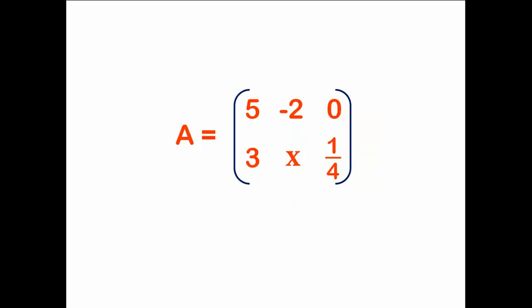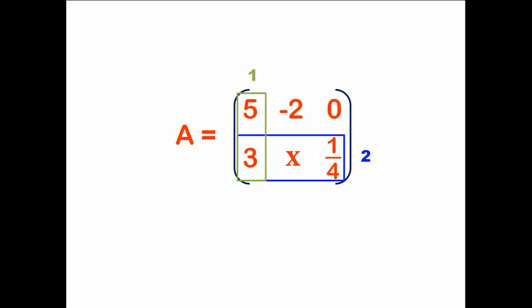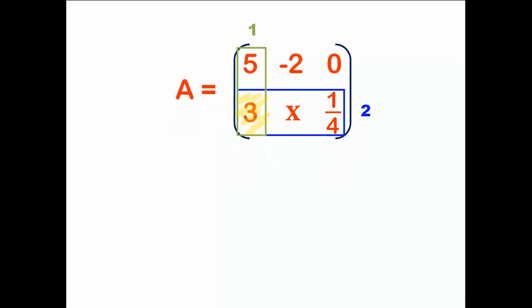Inside the matrix can be whatever we want: real numbers, a positive, a fraction, a negative, 0, or an unknown like x. Each number here is called a coefficient, or an entry, and for example, the coefficient 3 here is in the second row and first column. Matrix dimensions are always given with the number of rows first, followed by the number of columns.